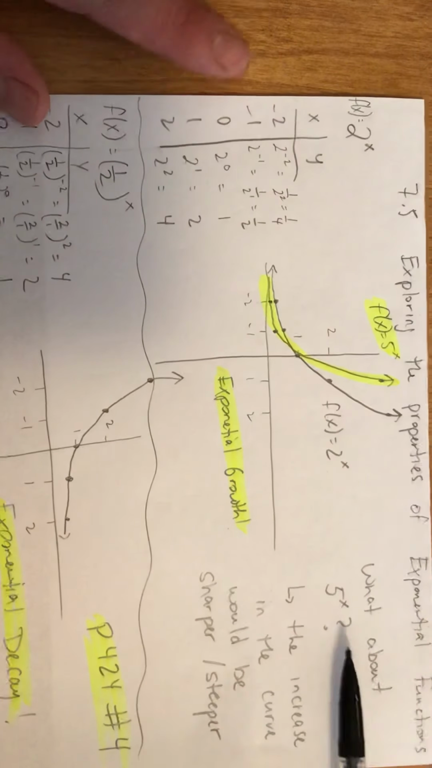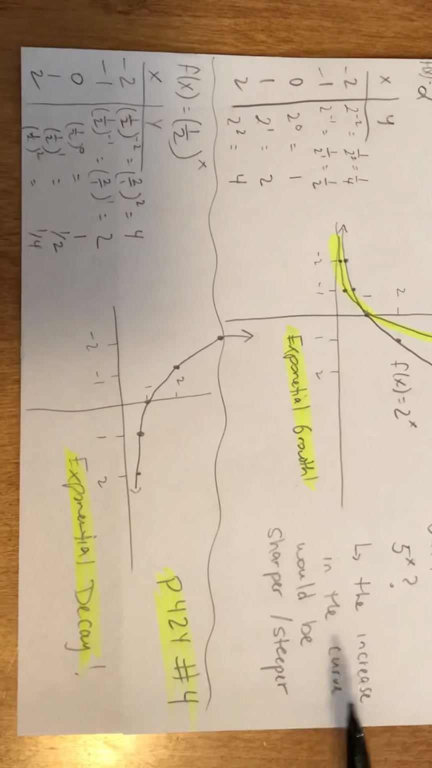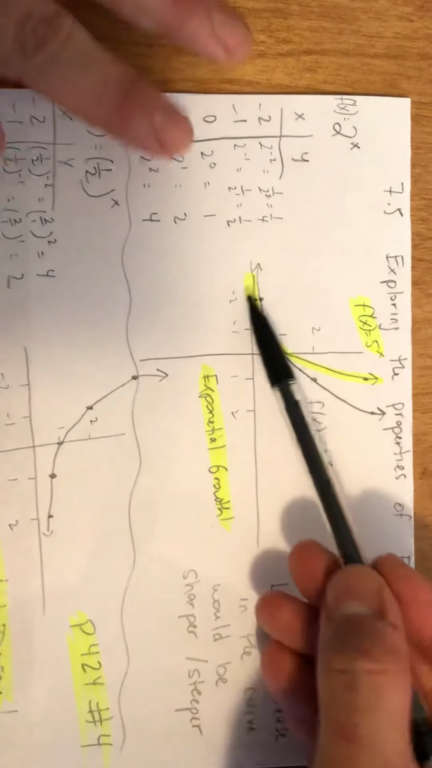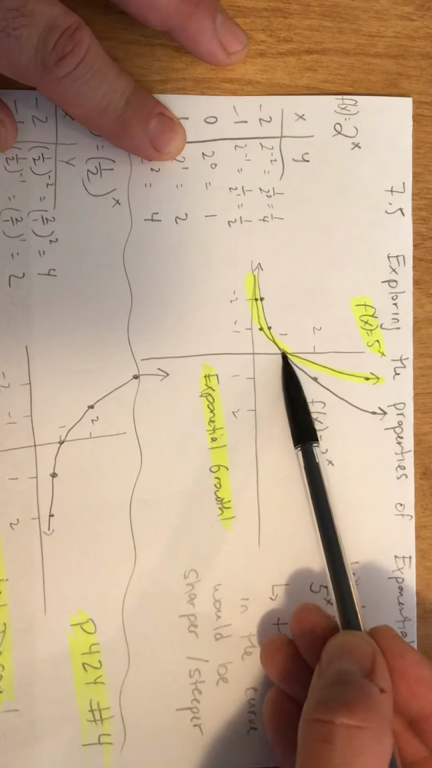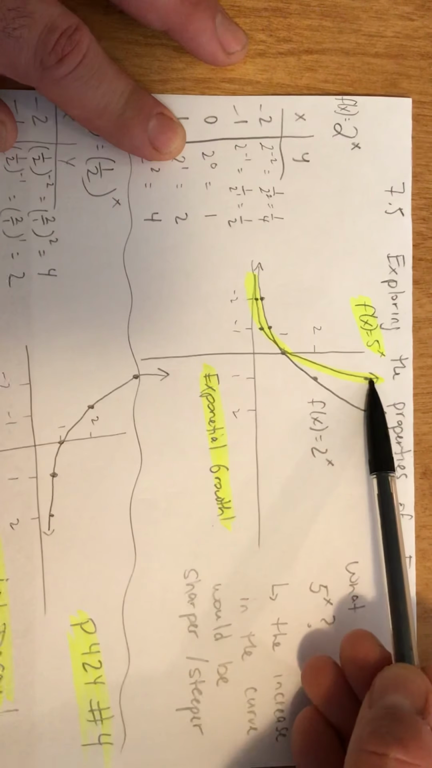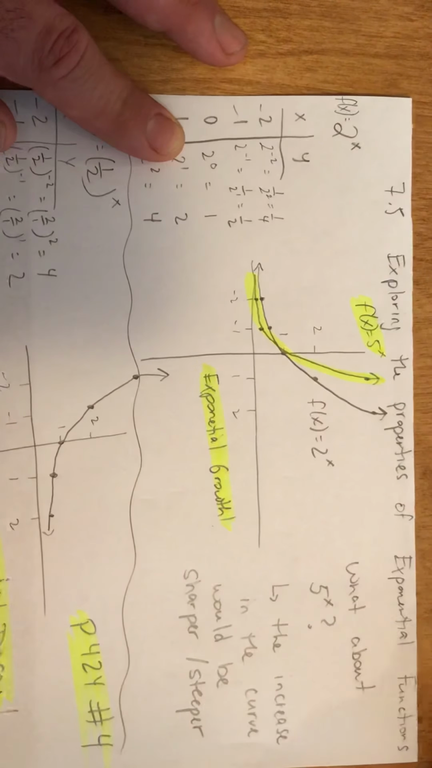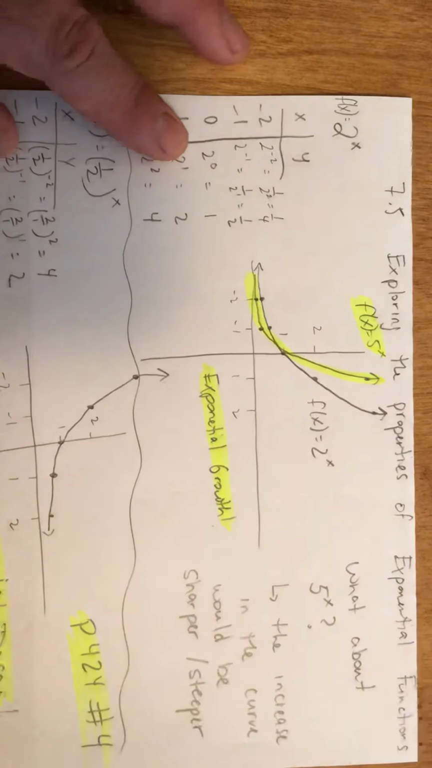Okay, what about if I had 5 to the power of x instead? So what it's going to show is the increase in the curve would be sharper or steeper. So instead of doing another table of values, I just quickly did it in the yellow here. So this would be 1 over 25, 1 over 5, 5 to the power of 0 is 1, and then it takes off. 5 to the power of 1 is 5, and then 5 squared would be way off the map at 25. Okay, so you'll just see that the higher the base, the sharper, steeper the increase goes. Okay, and these are both known as exponential growth.